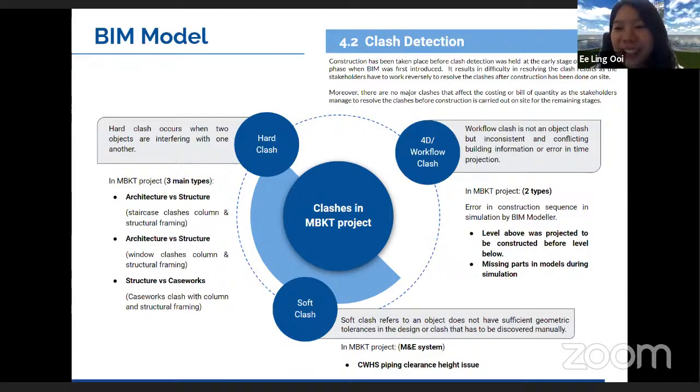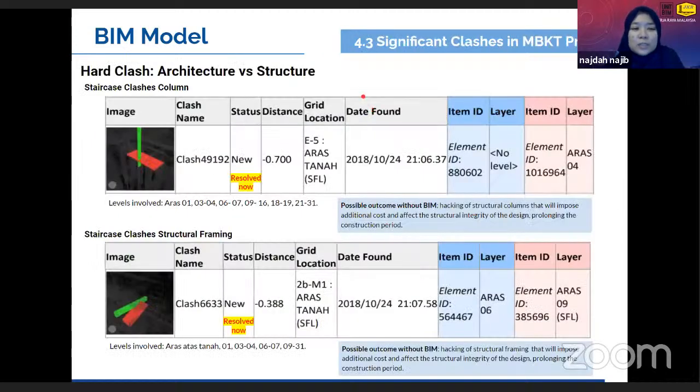Thank you Mr. Faiz and Dr. Yat. The clash just now, between the column and the staircase, to me is not a big issue, because column and staircase are under structure, so maybe it's just the architect who modeled it wrongly. So there won't be any hacking of structure columns or whatever the possible outcome that you see without BIM. So maybe you should choose another clash that is logical. Do you get me?